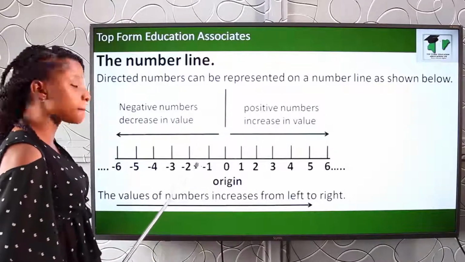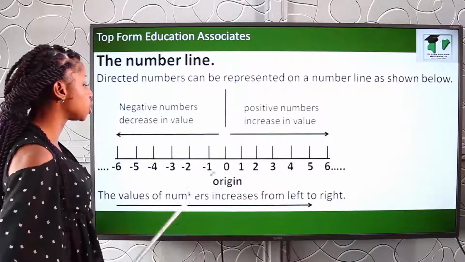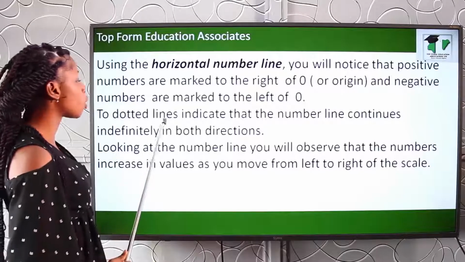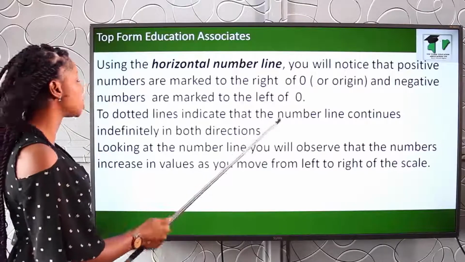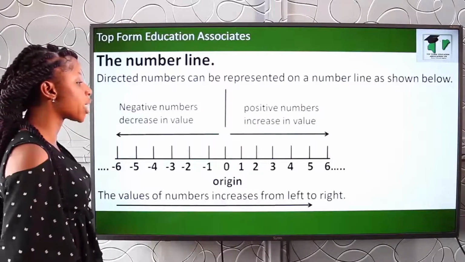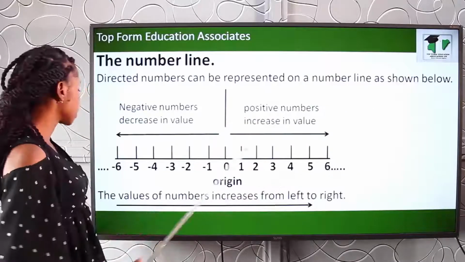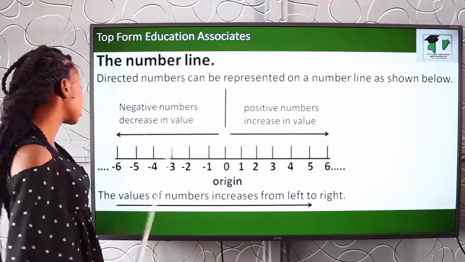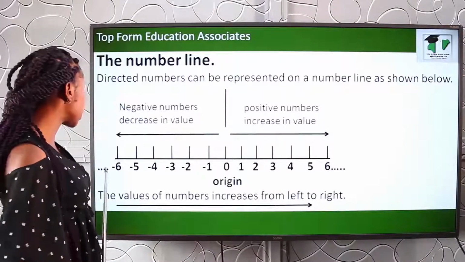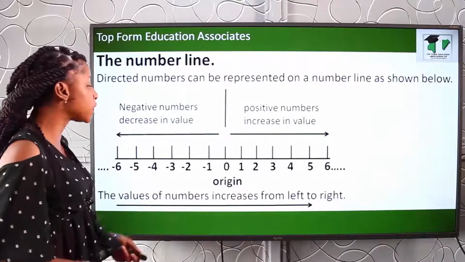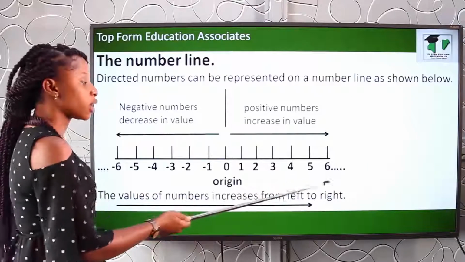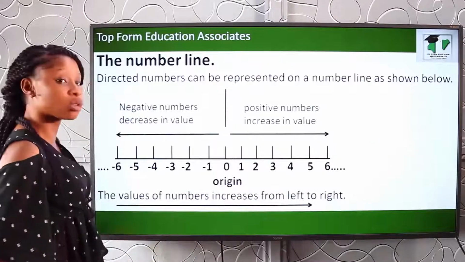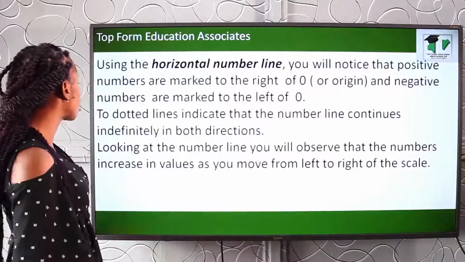The negative numbers are marked to the left of the origin. So these are negative numbers and these are positive numbers. Now, the dotted lines on the number line indicate that the number line continues indefinitely in both directions. These are the dotted lines on both sides of the number line. We have dotted lines on the positive side and dotted lines on the negative side. On the negative side, what does this mean? It simply means that the number line continues from 5, 6, 7, 8, 9, 10, and so on, and from minus 6, minus 7, minus 8. It continues indefinitely in both directions.